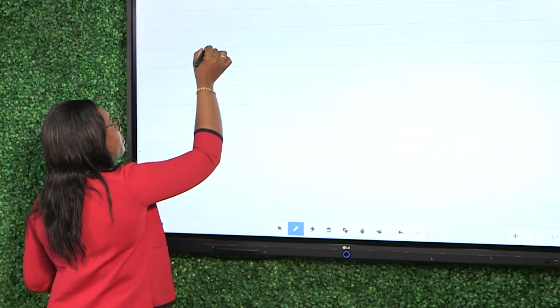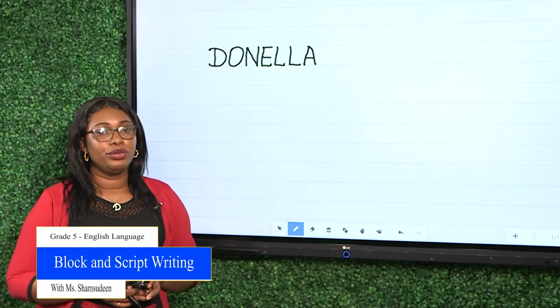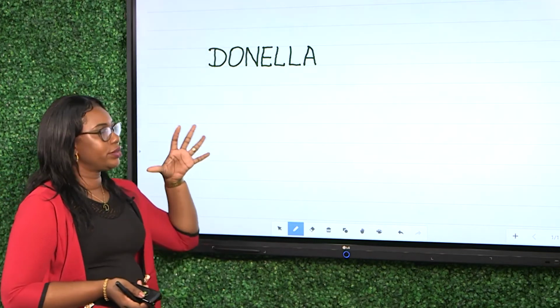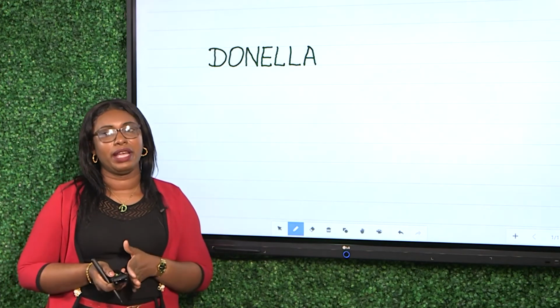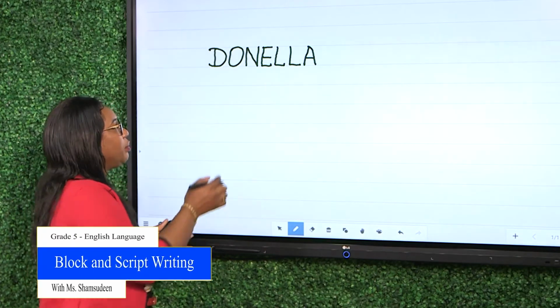I will write my name. And like I said, if you look back at the chart, you would realize that all the letters in my name are written using the uppercase letter, or we would refer to this type of writing as block writing, where the name here forms a block.